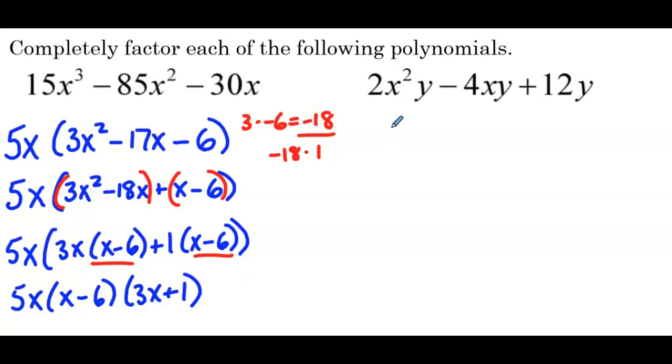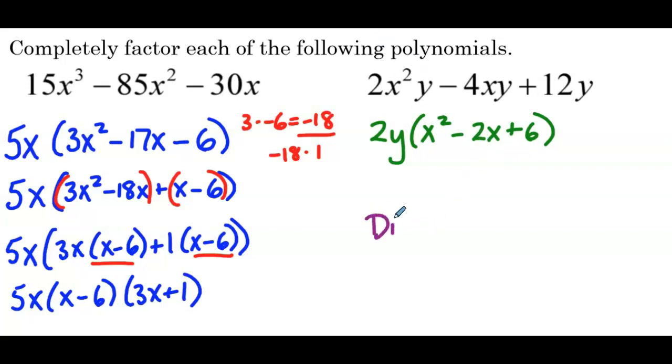Next up, 2x squared y minus 4xy plus 12y. So looking at it, greatest common factor of 2y, that would leave us with x squared minus 2x plus 6. X squared minus 2x plus 6. So are there any factors of 6 that add to negative 2? Not that I can think of, but we always can check, right?